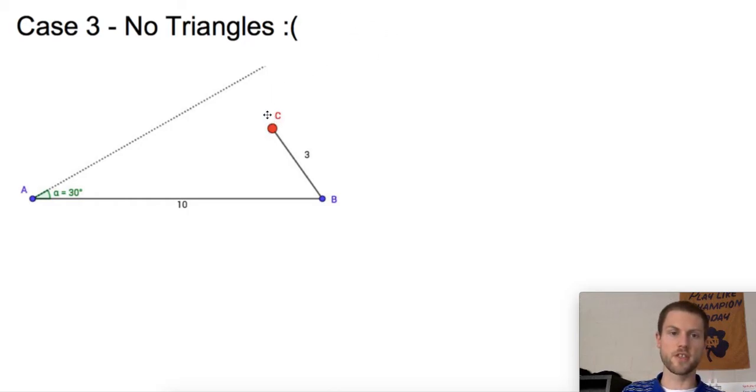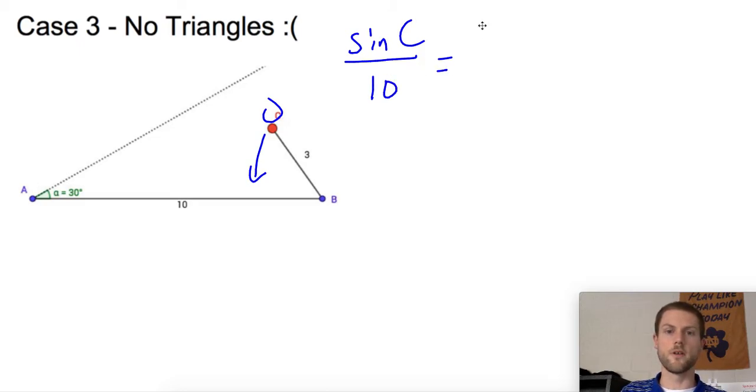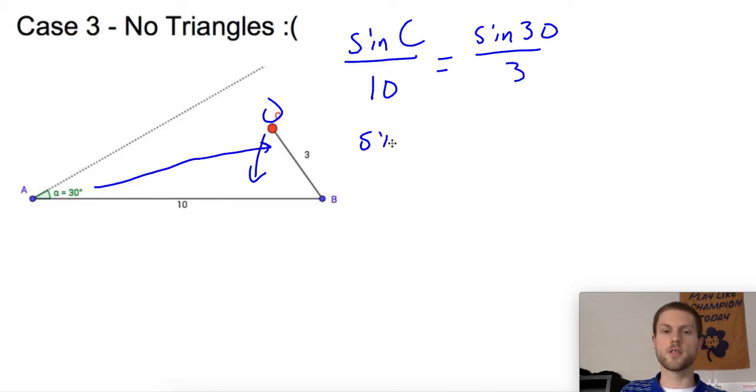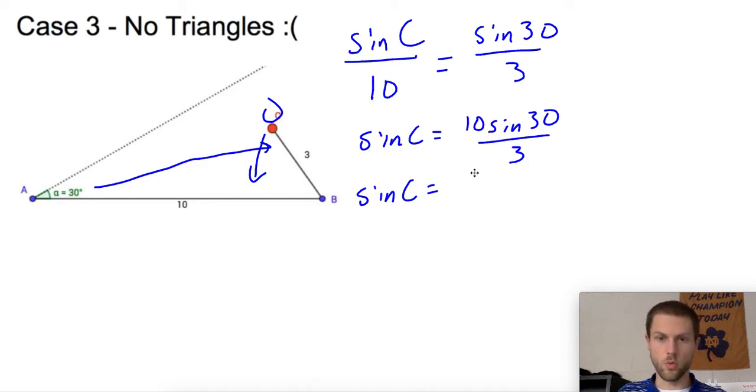So once again, if this did make an angle C, let's just pretend that there is an angle C. The sine of C over that opposite side, 10, should equal the sine of 30 over that opposite side, 3. So the sine of C is going to equal 10 sine 30 over 3. And if you punch that into your calculator, the sine of C should equal 1.66, and then this goes on for a little while here.